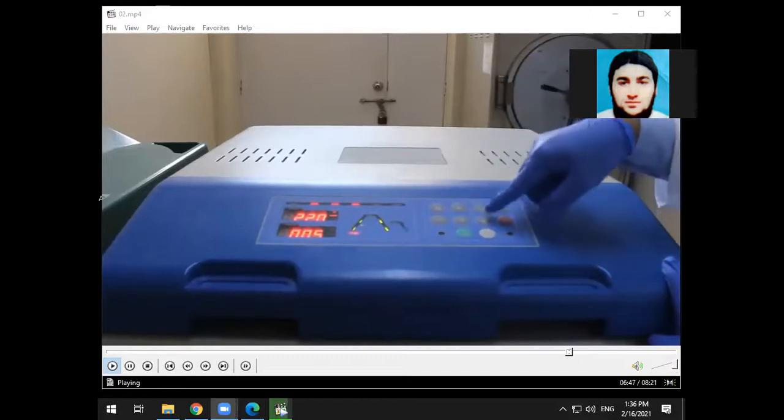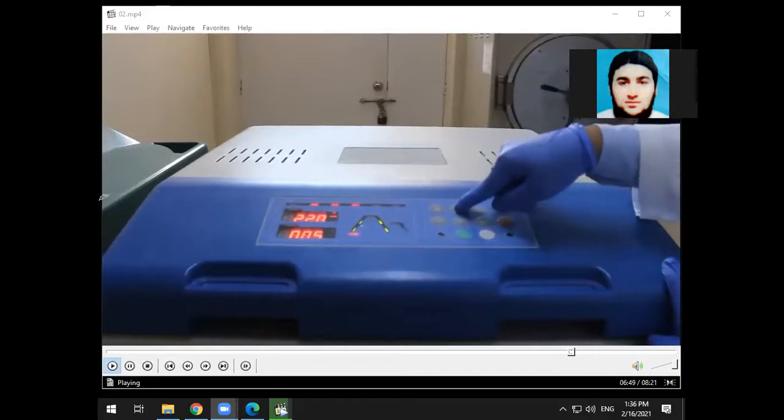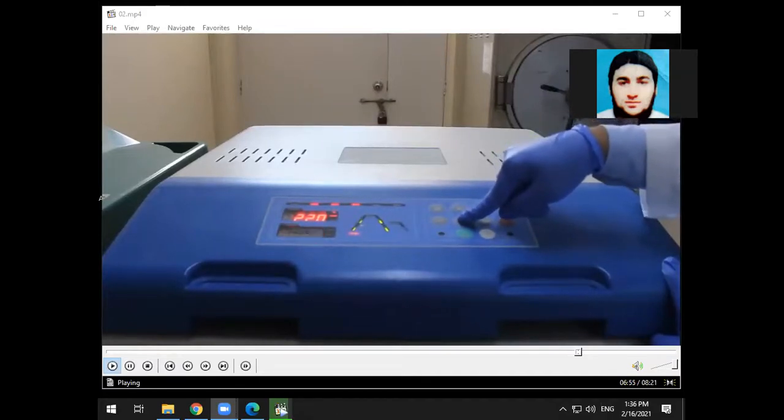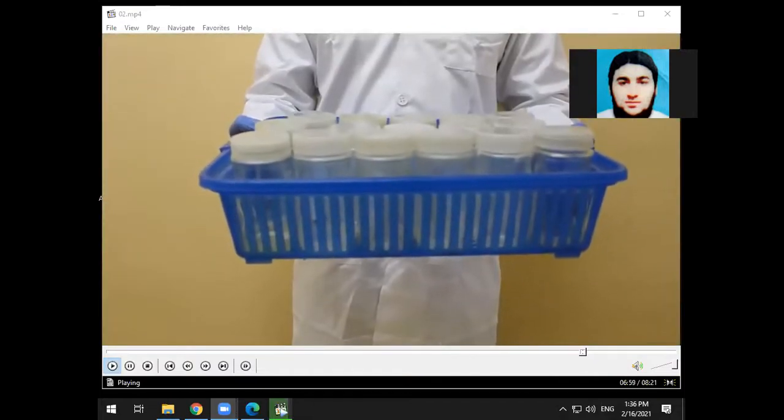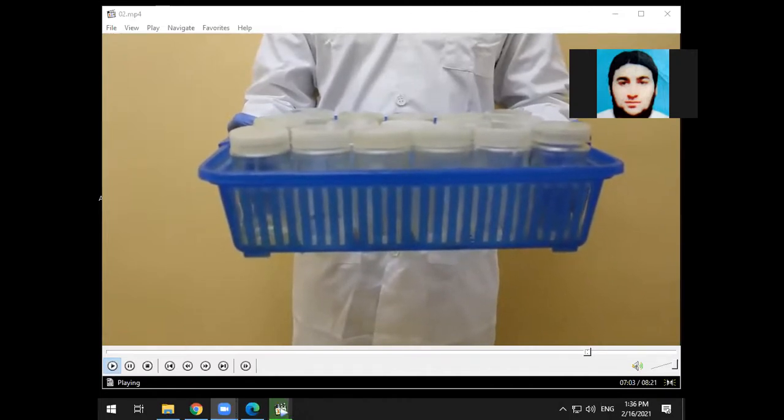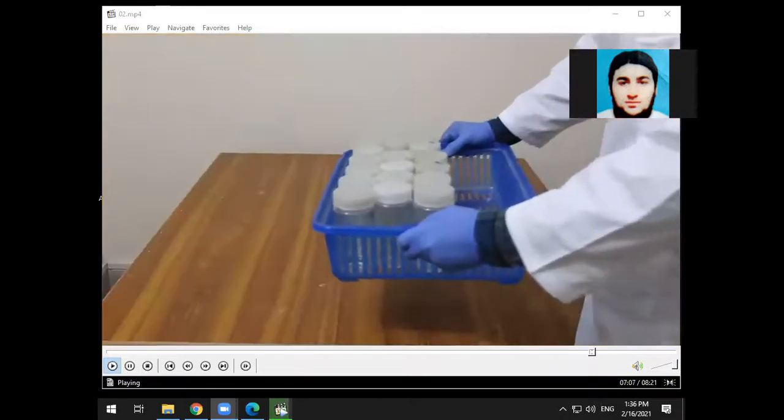Set autoclave program for 30 minutes at a temperature of 121 degrees Celsius and pressure of 15 psi. After autoclave, the media jars will be kept in growth room for 3 to 4 days to check any sign of contamination.